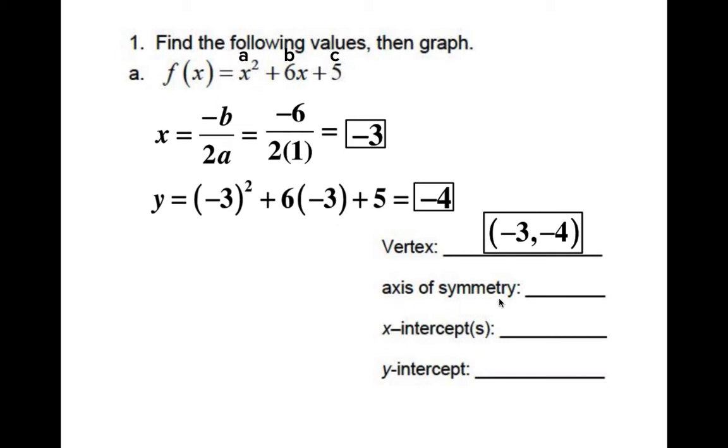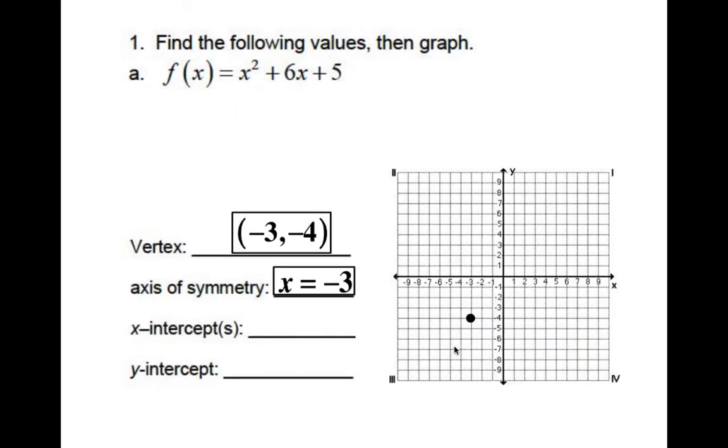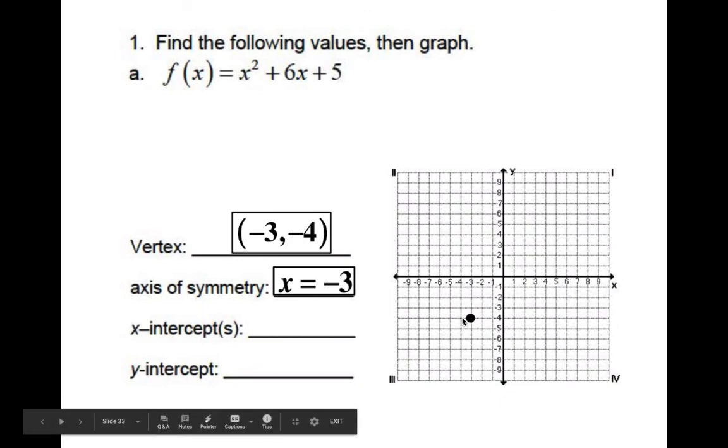Remember that your axis of symmetry goes through the vertex. So since the x-coordinate of my vertex is negative 3, the axis of symmetry is x equals negative 3. To find the x-intercepts, you have to set y equal to 0. But before we do that, let's plot the vertex, and then we have our axis of symmetry. That's all I have so far on my graph.